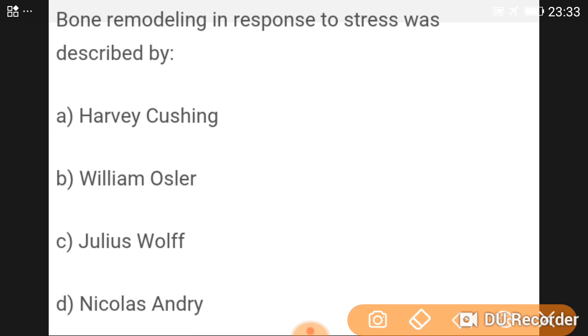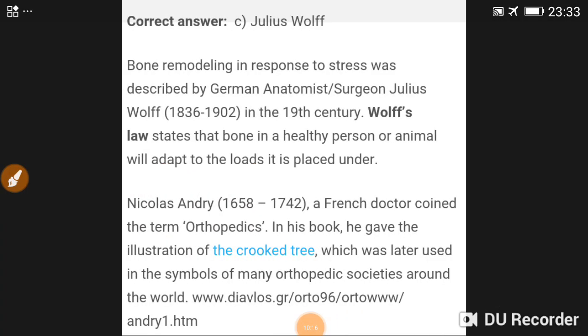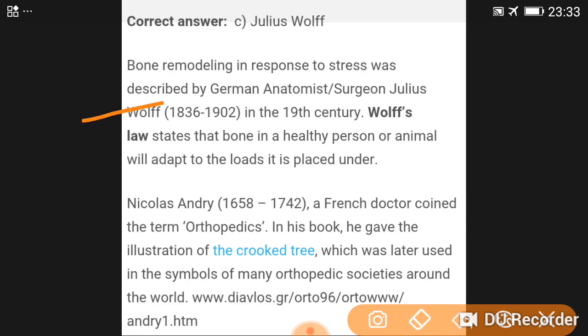Bone remodeling in response to stress was described by Julius Wolff. Now let's discuss. Bone remodeling in response to stress was described by the German anatomist and surgeon Julius Wolff in the 19th century. Wolff's law states that the bone in a healthy person or animal will adapt to the loads it is placed under. Nicolas Andry, a French doctor, 1658 to 1742, coined the term orthopedics in his book.